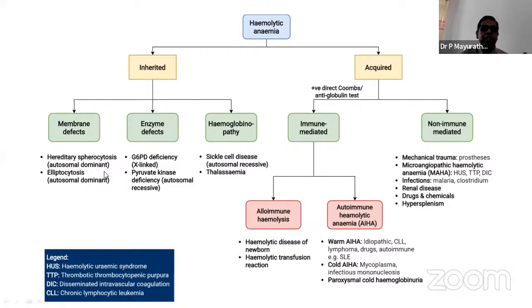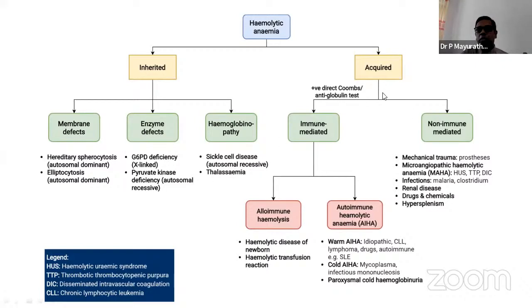So membrane defects have only 2 causes: hereditary spherocytosis and hereditary elliptocytosis. And the enzyme defects again 2: G6PD deficiency and pyruvate kinase deficiency. Again, the hemoglobinopathies may be due to sickle cell anemia and thalassemia. Anyway, under each category there are 2 major disorders, so easy to remember.